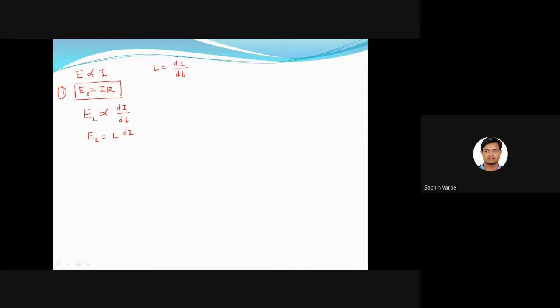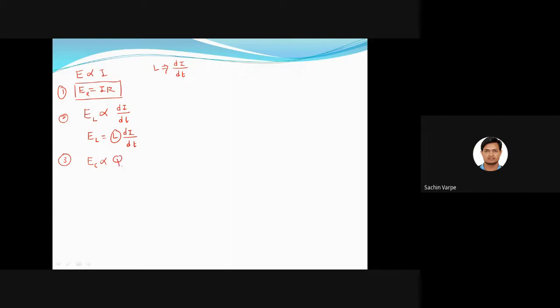E_L equals L di by dt. Actually this L is the proportionality constant, it is not equal to di by dt, is it? This is the proportionality constant, and that is called inductance, right? And the third is related to the capacitor. What is the law? The voltage drop across the capacitor, if we denote it by E_C, is proportional to what?